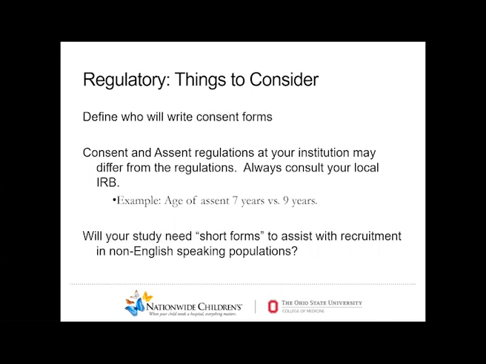And more on the regulatory side, because regulatory is important. We want to keep our participants safe, we want to keep ourselves safe, and we want to follow all the rules and regulations that are necessary so that we are having good clinical practice and good research practice as we engage in these investigator-initiated trials. So make sure that you're following the consent and assent regulations. Always consult your local IRB.